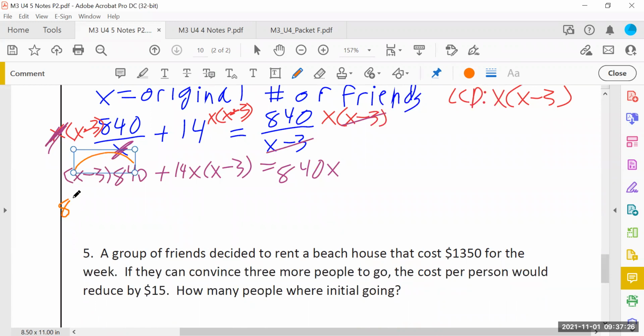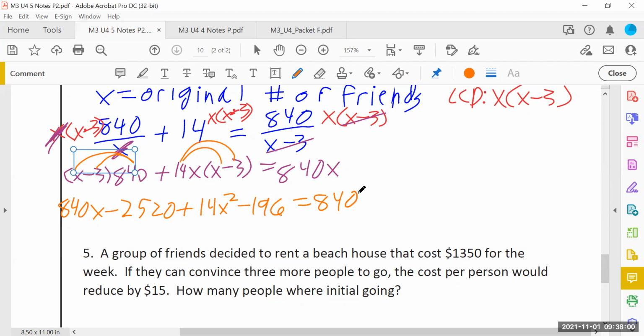840 times x is 840x. 840 times negative 3. Here's where you might want to use a calculator just to be safe. 3 times 840, negative 2,520. Plus 14x times x, 14x squared. 14x times negative 3 gets me negative 196, equal to 840x.